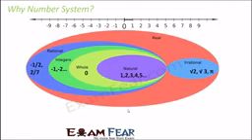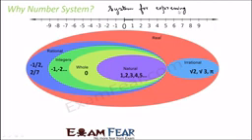So what is a number system? Number system is nothing but a system for expressing numbers. If we write the definition, it is a system for expressing numbers. It is the system of numeration.